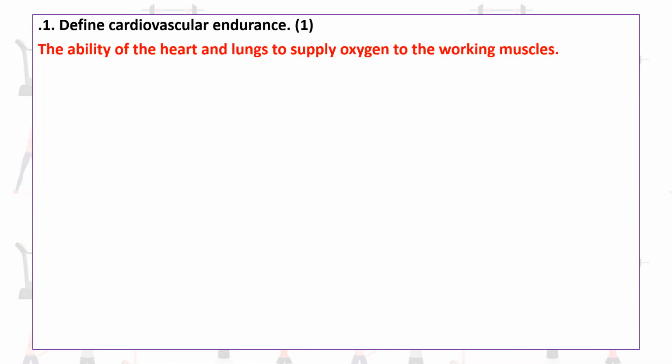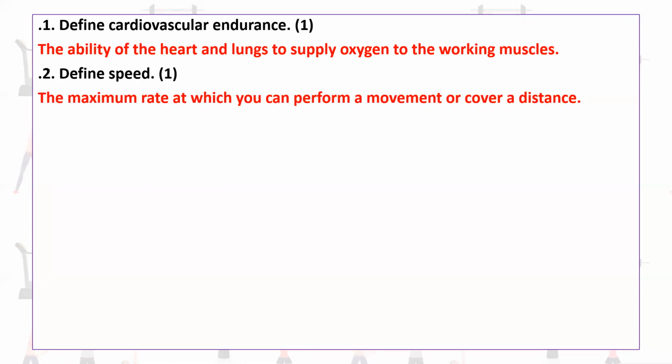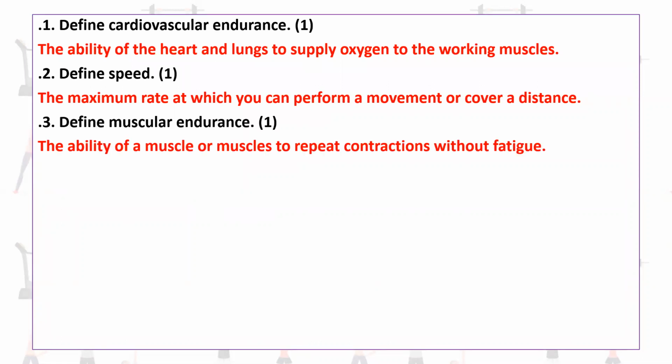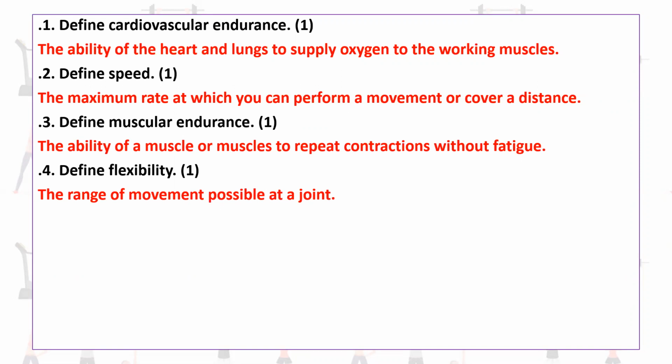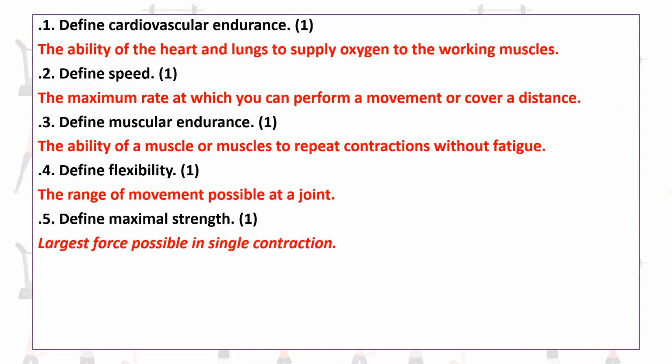So cardiovascular endurance is the ability of the heart and lungs to supply oxygen to the working muscles. Speed, the maximum rate at which you can perform a movement or cover a distance. Muscular endurance, the ability of muscles or a muscle to repeat contractions without fatigue. Flexibility, the range of movement, or you could have the range of motion possible at a joint. And maximal strength is the largest force possible in a single contraction.